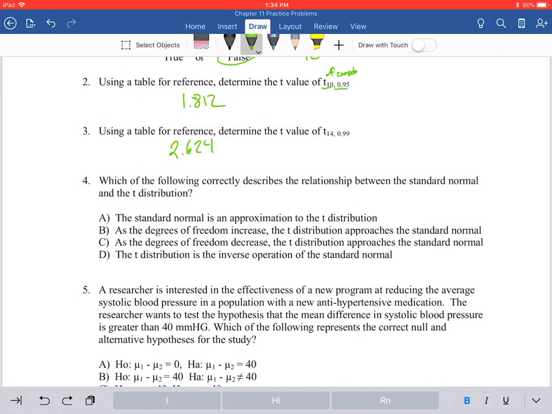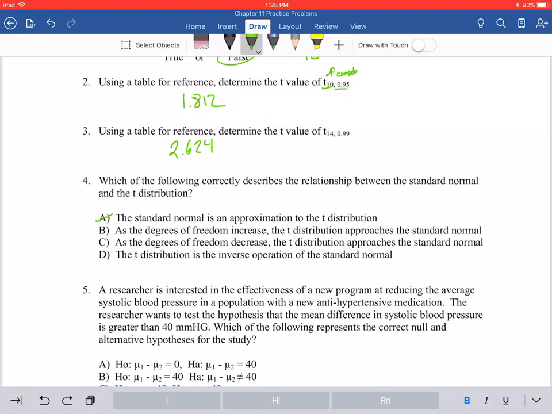Question 4, which of the following correctly describes the relationship between a standard normal and the t-distribution? So we're looking at the two different types of distributions here, the standard normal distribution and a t-distribution, and which one is the correct relationship between them. A, the standard normal is an approximation to the t-distribution. That answer is incorrect. The t is an approximation to the standard normal, not the other way around.